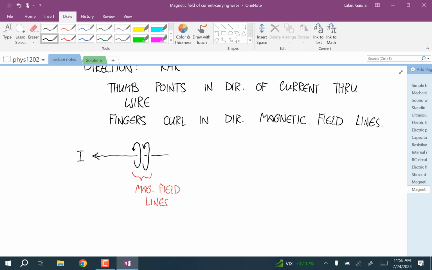If you draw a wire that's going, let's say the wire is coming out towards us. Okay, so that's the direction of the current. Put your thumb in that direction. The magnetic field lines go in the direction your fingers curl. So these are the magnetic field lines.